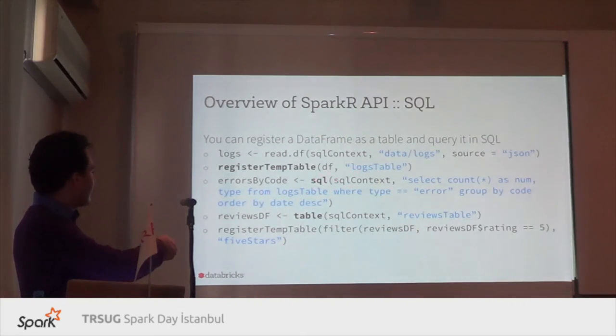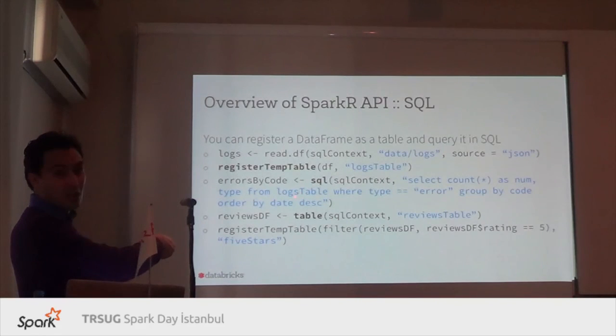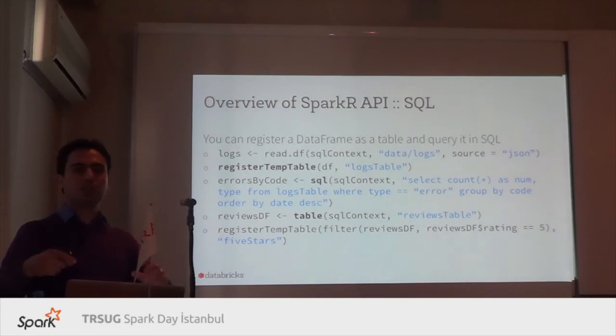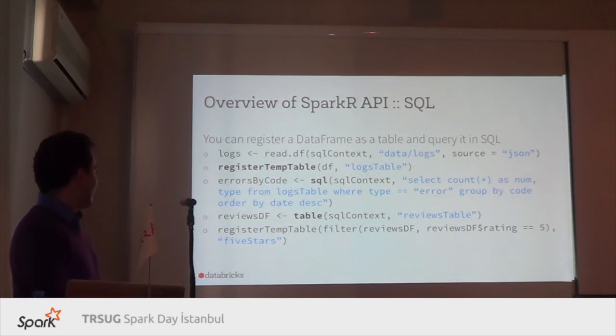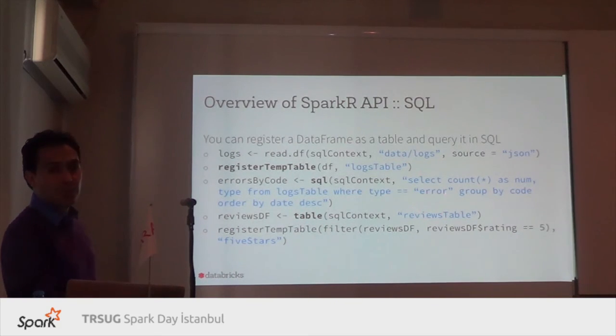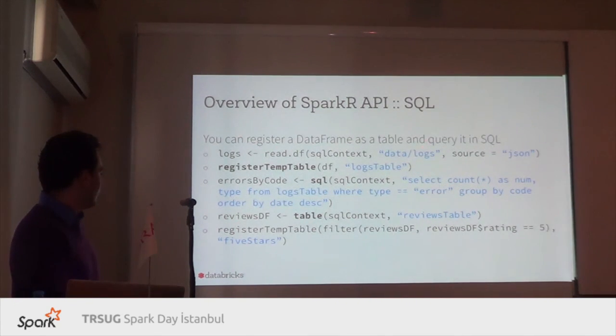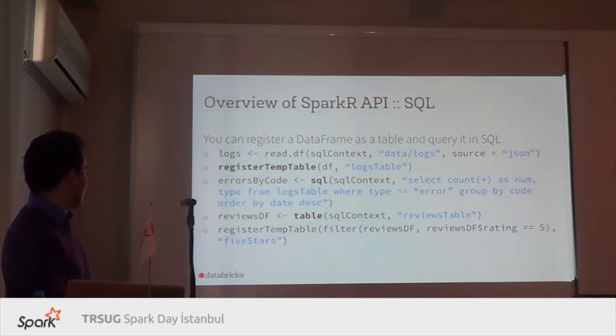And then you can call SQL, give it the SQL context, and then any SQL query you want against that table. I called it logs table here, and you see I'm querying logs table. And it returns a data frame to me again. It's extremely convenient to be able to move between the API and the SQL like this. And then the opposite of register temp table is table. So if you have a table in Hive or a temp table, you can get it back as a data frame by calling table. So you can see that I'm registering a temp table by applying the function to a data frame here.